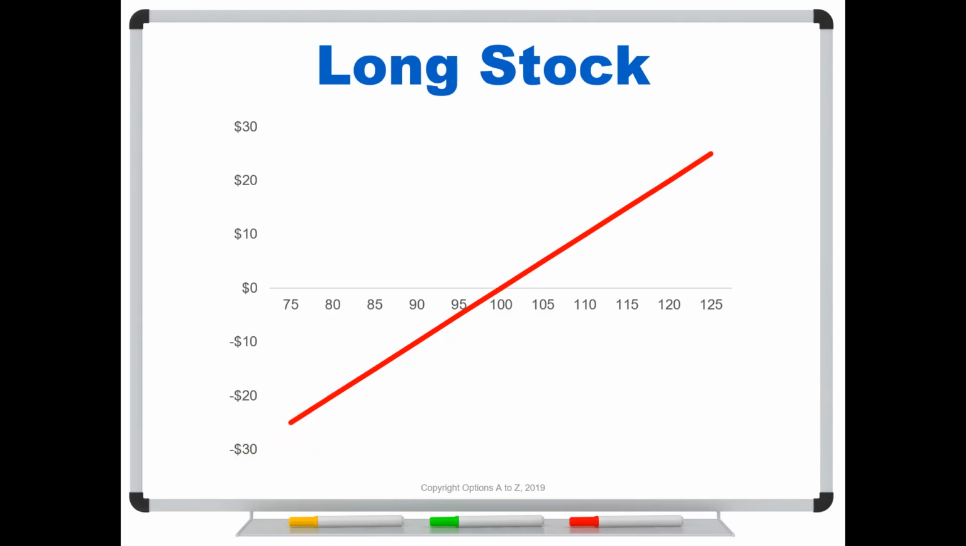And one of the principles of financial risk management is to avoid extreme outcomes. And long shares of stock is about as extreme as it gets. You can make it all or lose it all. So how could we alter this by the covered call? What will it do for us?